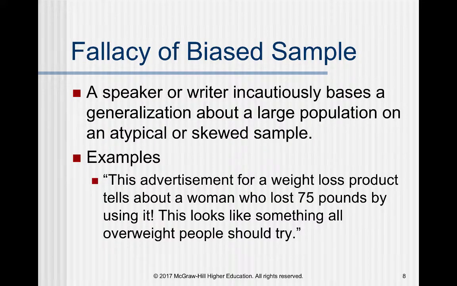The fallacy of biased sample generalizes about the larger population, but uses an example that is somehow biased, skewed, or otherwise atypical. In this example, this advertisement for a weight loss product tells us about a woman who lost 75 pounds by using it. This looks like something all overweight people should try. Saying that because the woman in the advertisement lost 75 pounds by using this product is obviously not enough to come to the conclusion that all overweight people should try it.